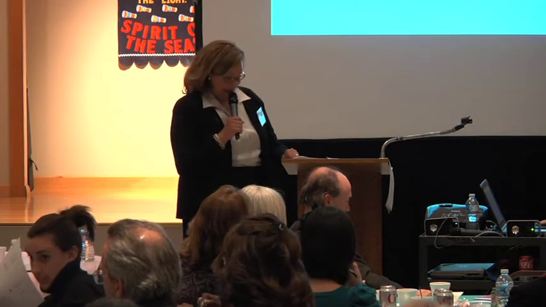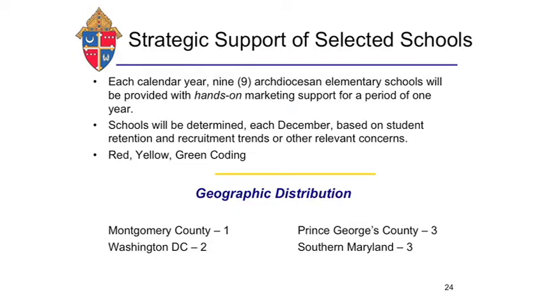Now, where I thought I was a minute ago is strategic support to schools. Each calendar year, we're going to identify, now we've already talked about that baseline of marketing support that we're going to be providing to all schools as needed. But each year, 9 schools are going to be identified for a variety of reasons as schools that we're just going to be a little bit more helpful with. For those schools, they are going to be determined at about this time of the year, and they might be selected because of their recruitment and retention trends or some other issue.